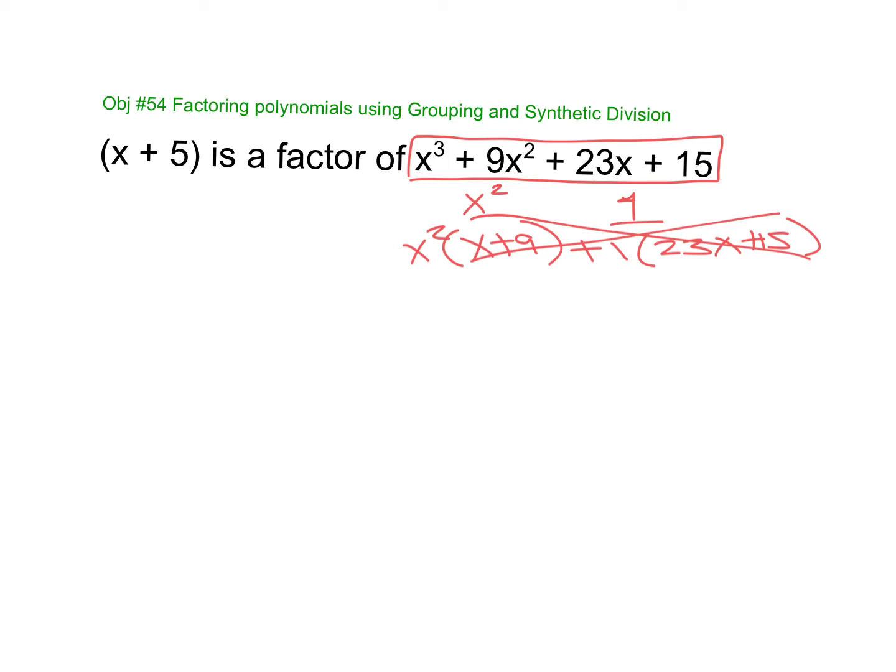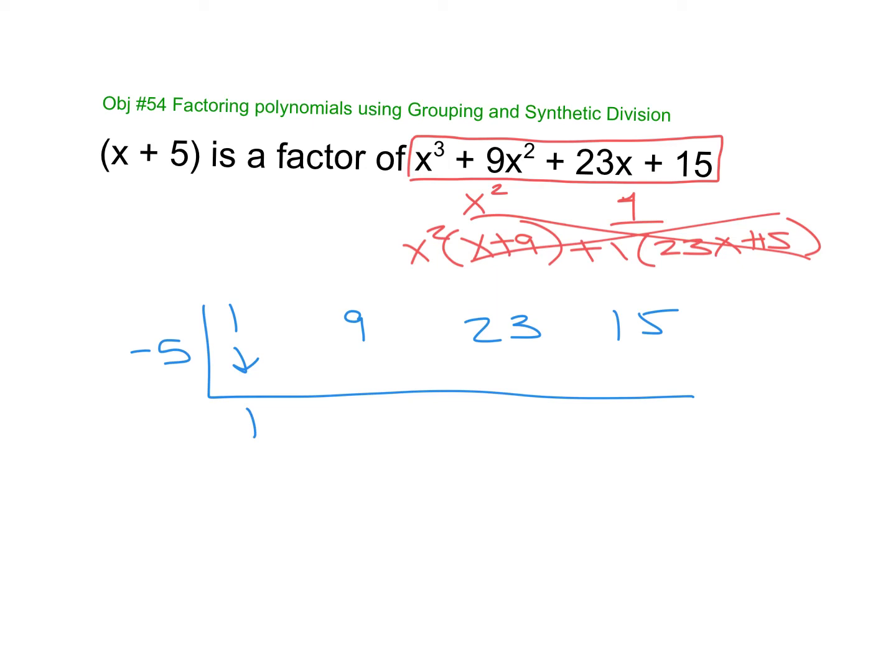So we're just going to do synthetic division. So I'm going to write out my coefficients: 1, 9, 23, 15. And then what's my outside number? Change the sign so it's negative 5. Bring my 1 down. Negative 5 times 1 is negative 5. Write it underneath. Combine down. Negative 5 times 4 is negative 20. Combine down. Negative 5 and 3 is negative 15. Combine down. So we don't have a remainder.